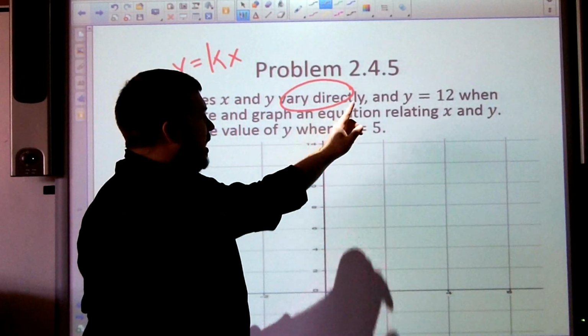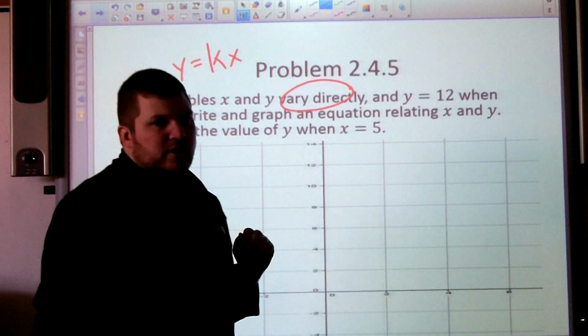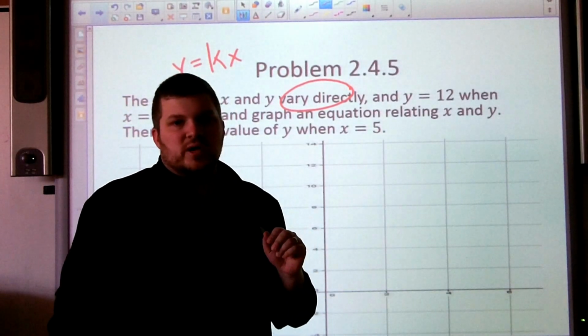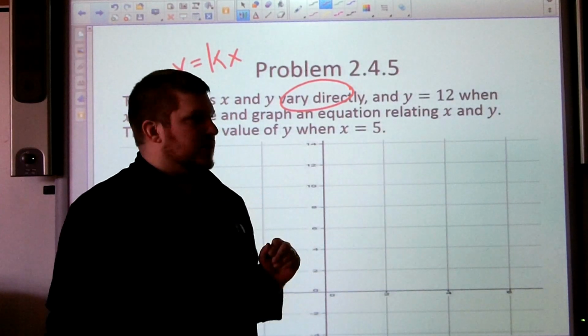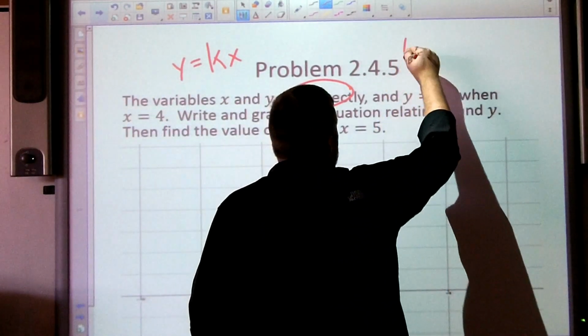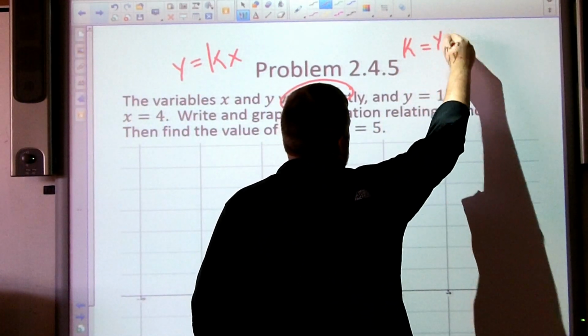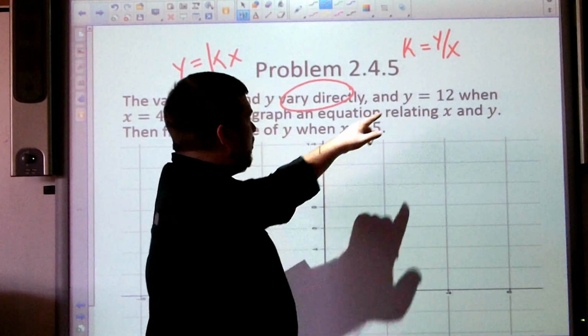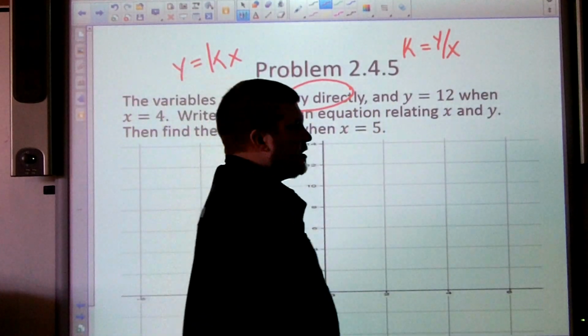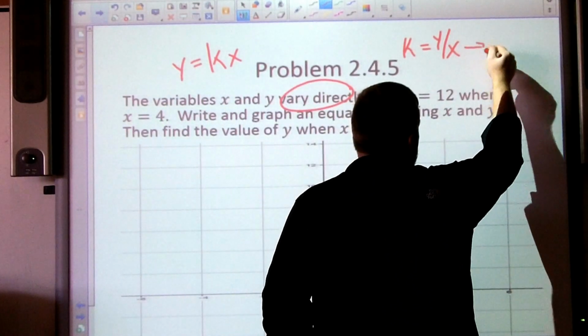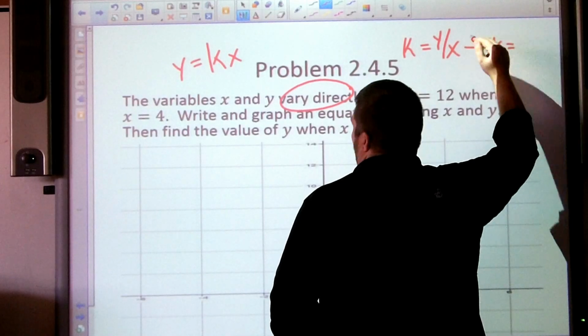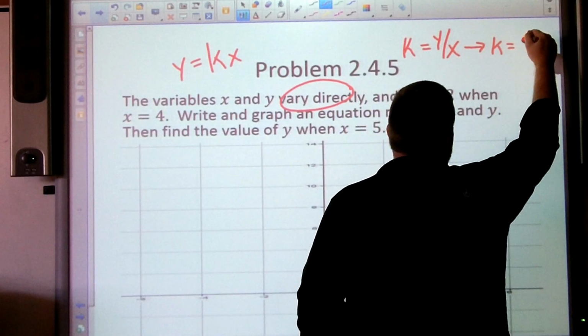And we're told that y equals 12 when x equals 4. So the very first thing, once we know it's a direct variation problem, we need to find the constant of variation. So we need to find k. So k, we know, is equal to y over x. Well, we know what y is and we know what x is at a particular point, so we just plug that in. So k is equal to 12 over 4, which is 3.